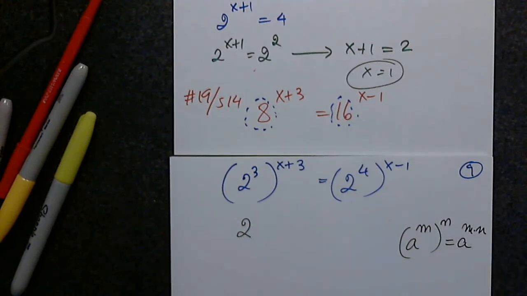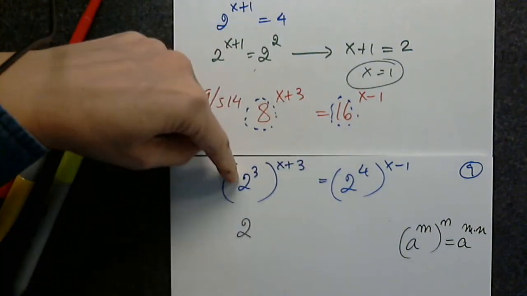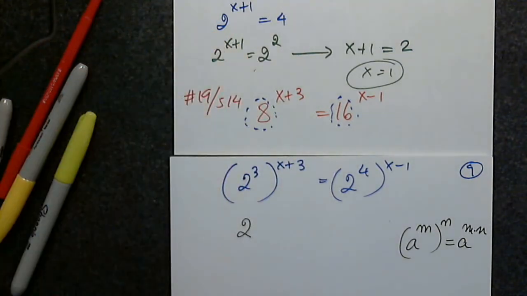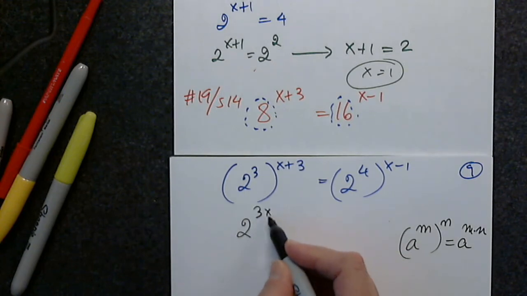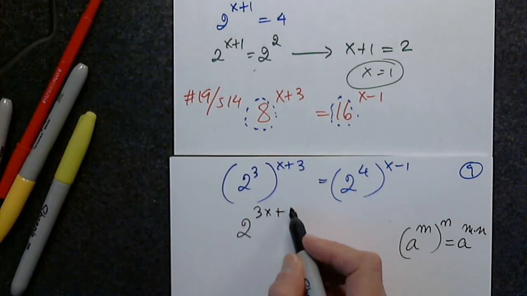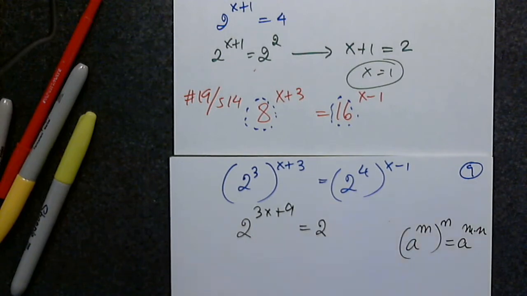Very good. So now I have to multiply 3 by x plus 3, but I have to distribute. When I multiply 3 by x plus 3, I have to distribute. What do I get? 3x plus 9. Awesome. I copy the base on the other side.